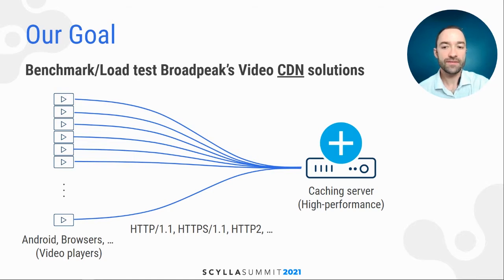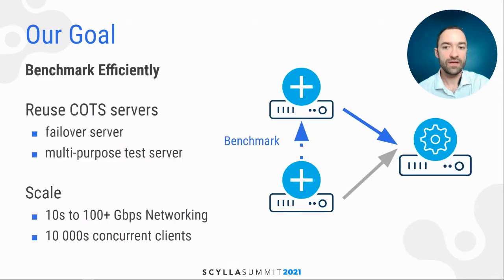The kind of systems that we are considering is the following. We have tens of thousands of video players running on top of Android, browsers, and iOS devices that request video parts over HTTP 1.1, HTTPS, and HTTP2 to a caching server, which is a high-performance server. And we want to perform those benchmarks efficiently.